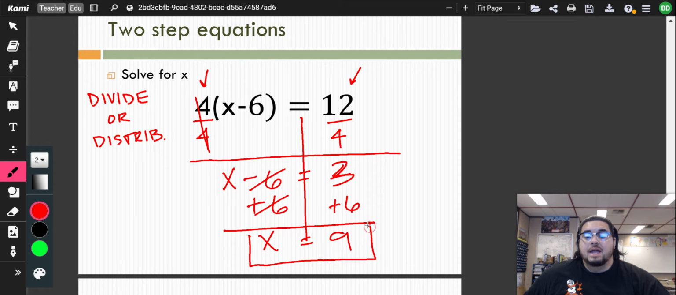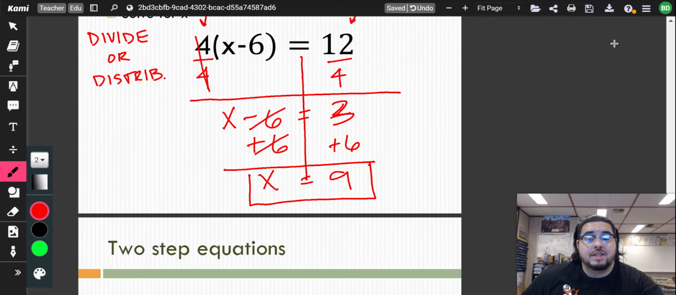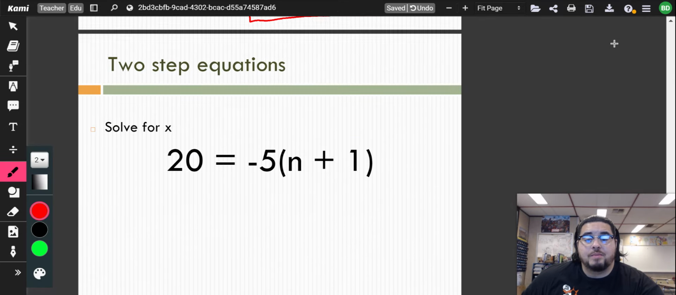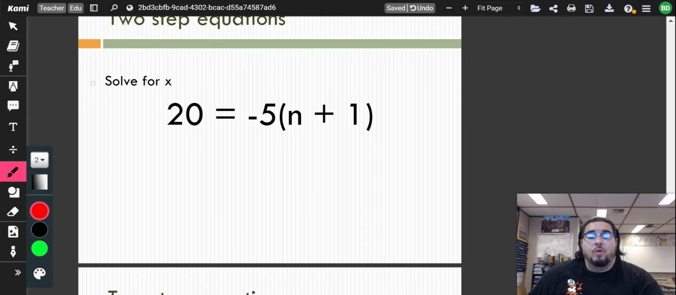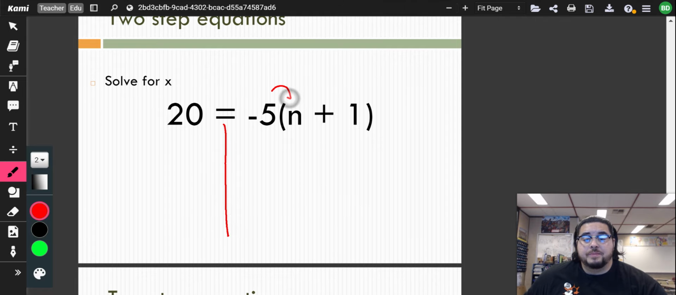Okay. Now, our next example, I'm going to look at what we would do if we actually distributed. Now, remember, this is an option. It's not mandatory, but this is another option just to show you what you could have done. So anytime you have a problem with distribution, you always could distribute. That's an option. Now, even though negative 5 will divide into 20, I'm going to actually distribute.